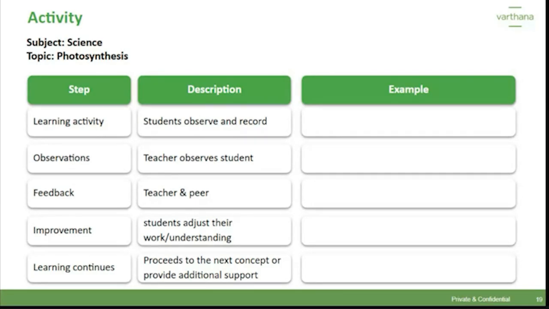This is just a process, and with it, you can make your own formative assessments and activities by keeping these 5 steps in mind. So now, for the next part of the session, I will invite Ankur to take the session ahead.